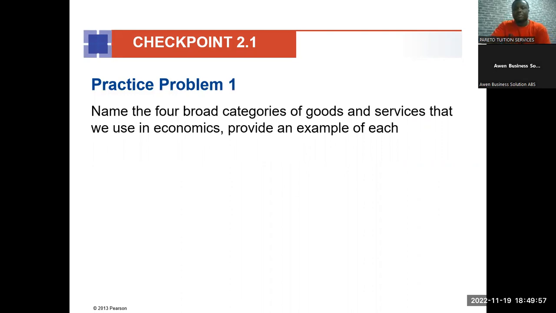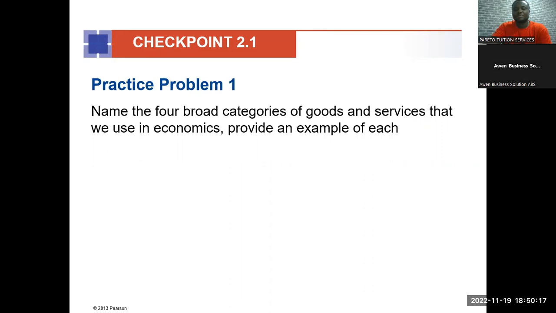Okay. All right. So for the first one, we have to name the 4 broad categories of goods and services that we use in economics, and then we have to provide an example of each. So what are these 4 categories of goods and services?